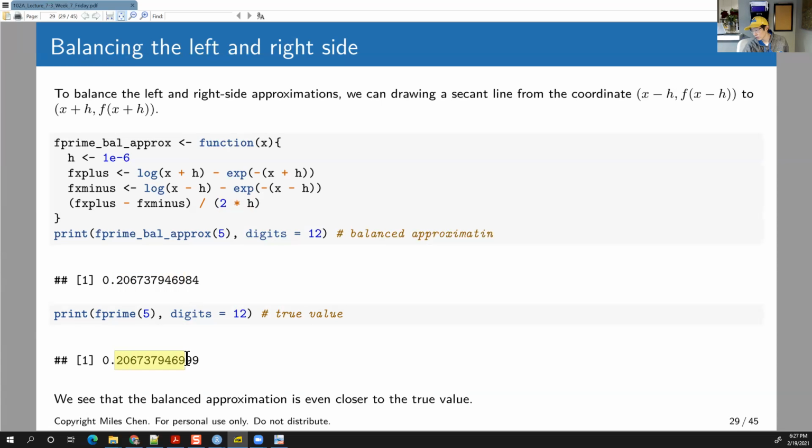0.20673794694 versus 0.20673794699. So we're getting very, very, very, very close values. Okay. And again, this is an approximation. We didn't actually calculate the derivative analytically. All we did was plug in two values into our function, take the difference, and divide it by 2h.